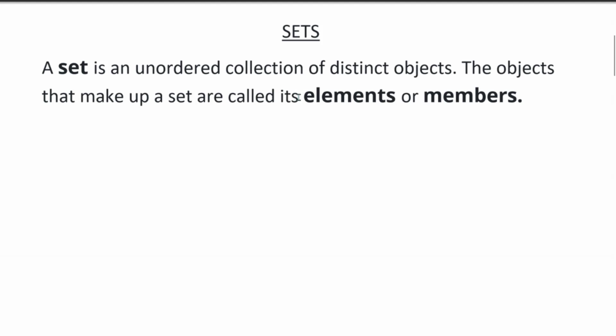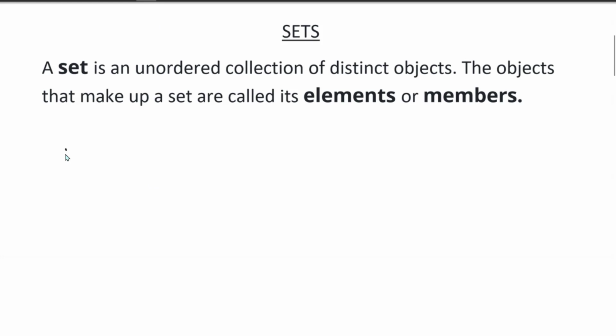What do we mean by sets? When we talk about sets, we are looking at what? A group of objects, a group of what? Distinct objects. So by definition, a set is an unordered collection of distinct objects. So the objects that are in the group are not in any particular order. Okay, and the objects in that set, we refer to these objects as elements or members of the set.